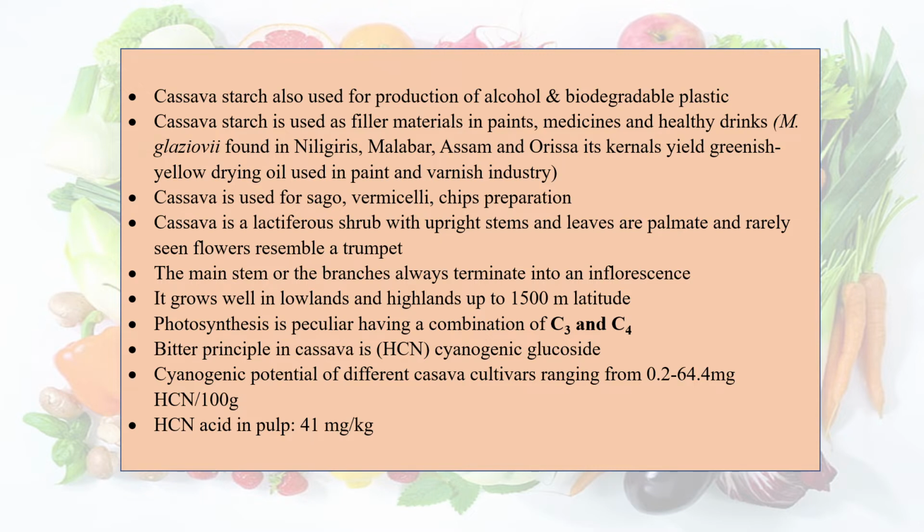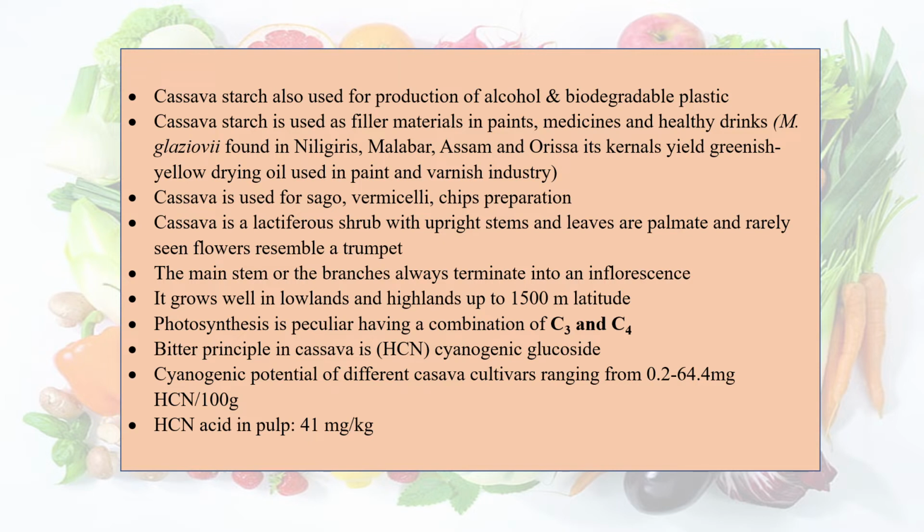Next, cassava is a lactiferous shrub with upright stems and palmate leaves, and flowers are rarely seen and resemble a trumpet. As you notice, cassava is like a shrub and the stems are upright. The main stem or the branches always terminate into an inflorescence. It grows well in lowlands and highlands up to 1500 meters altitude.